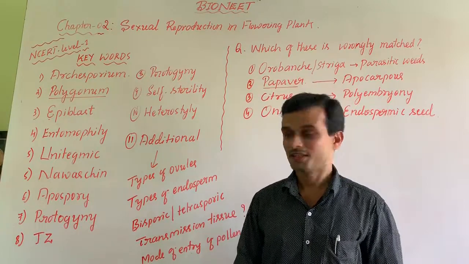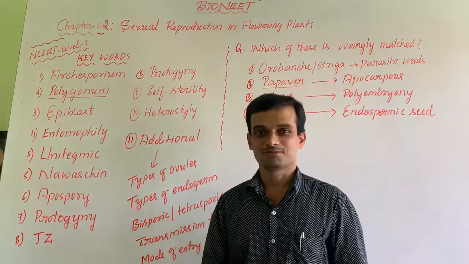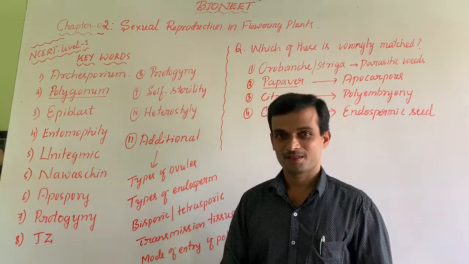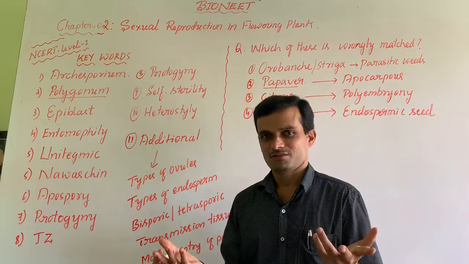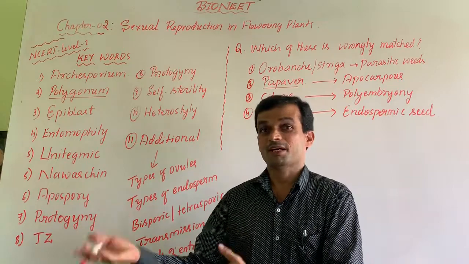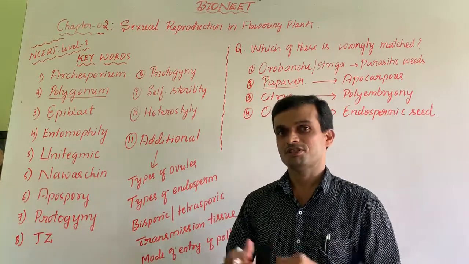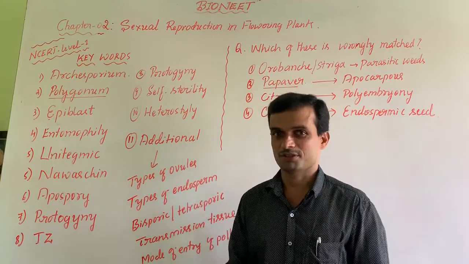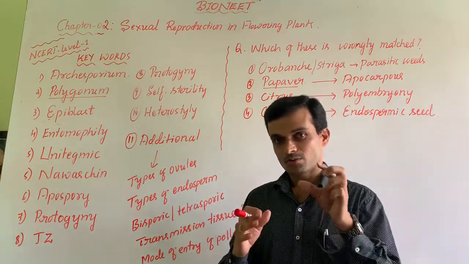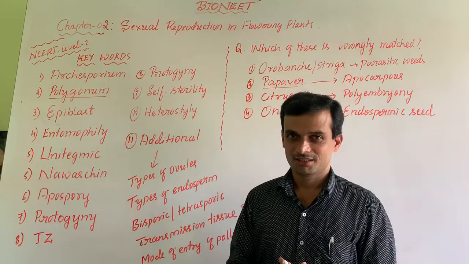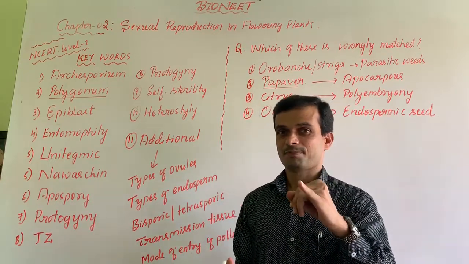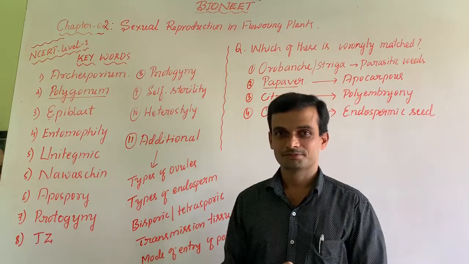Protogyny, development of gynoecium before the development of androecium. What is the advantage of this type of adaptation in plants? Which plant shows this condition? So it's necessary to collect this type of information. Protogyny is the characteristic feature of Annona, Michelia.